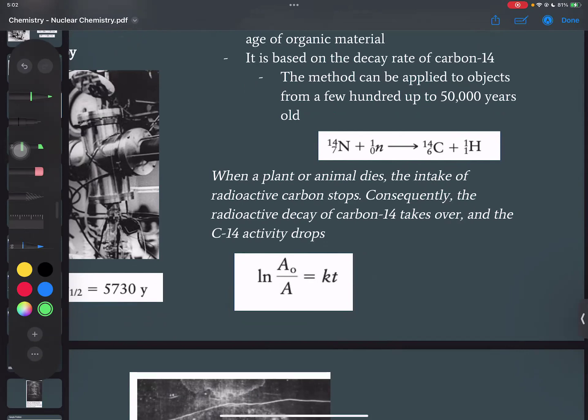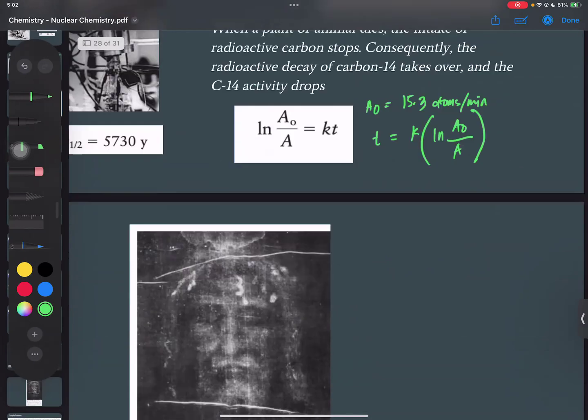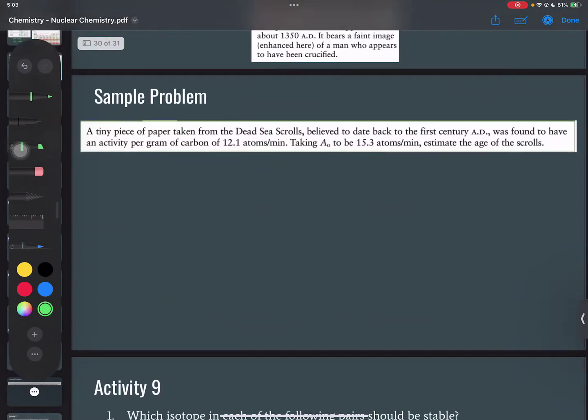ln of A0 over A, where A0 is the original activity, assumed to be 15.3 atoms per minute, and A is the measured activity today. T is the age of the sample. So, you can get the age of the sample by multiplying 1 over K by ln of A0 over A. So, let's try this out.